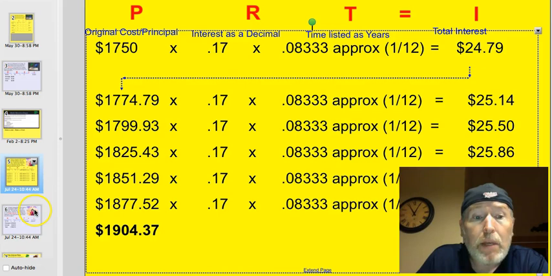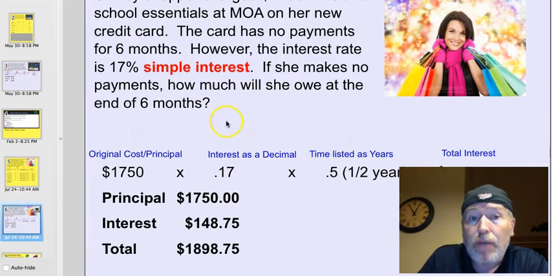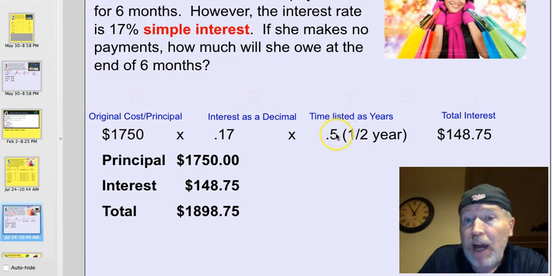So, okay, what if she was just paying simple interest? Well, let's just take a look at it. If it was simple interest, it would just be $1,750 times that 0.17 times 0.5. Half a year, right?